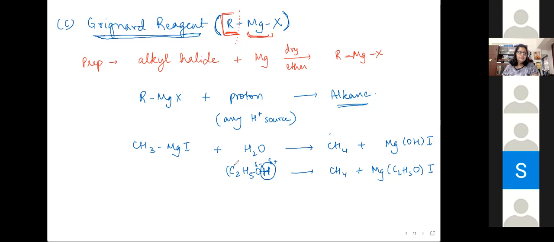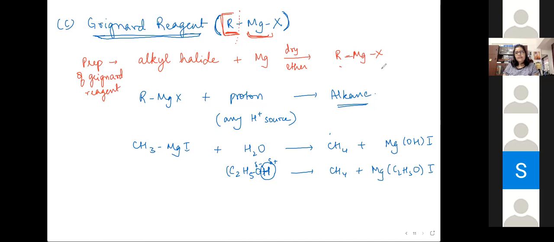Ma'am, I have a doubt. The first one which you wrote, the preparation with alkyl halide, alkyl halide plus Mg in dry ether, is that different from the one which you wrote? Yes, this one is of the Grignard reagent.